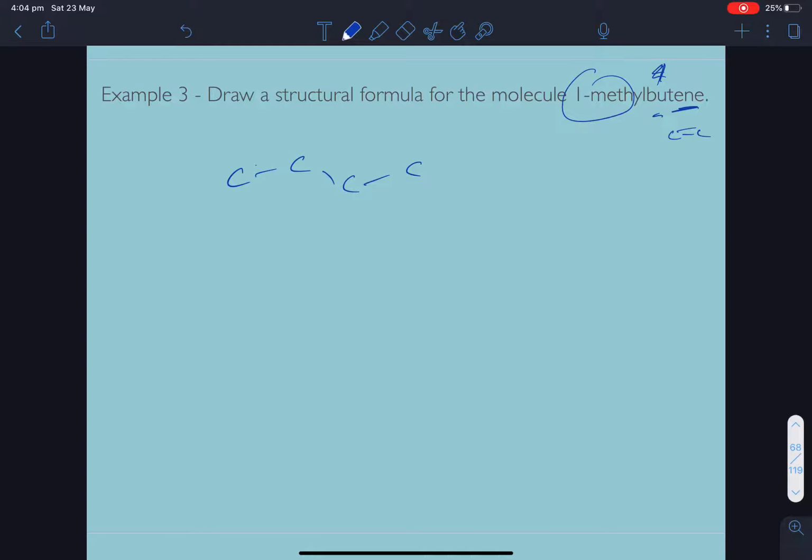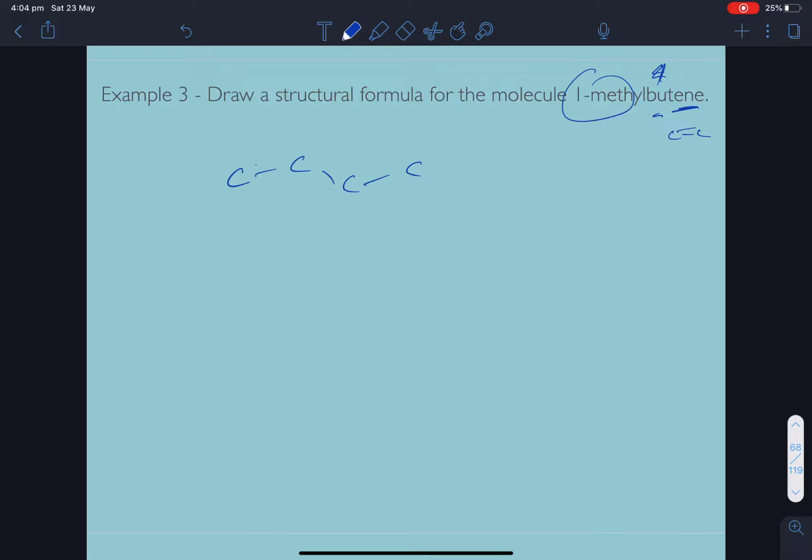1-methylbutene. Hang on, this is a terrible example. You can't have a 1-methyl anything, can you? Oh, what have I done here? Where have I stolen this from? I've stolen it from a disreputable place. Is there any way that you can have a 1-methylbutene? Well, the butene will have to be in the... No, I don't think there's any way. You can have a methylbutene. Could you have a methylbutene?